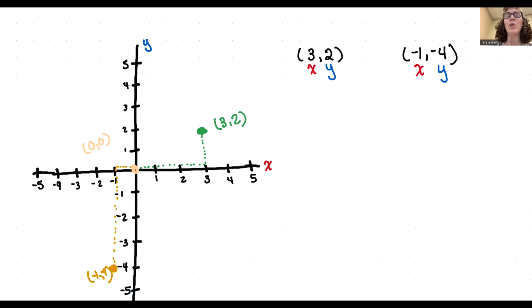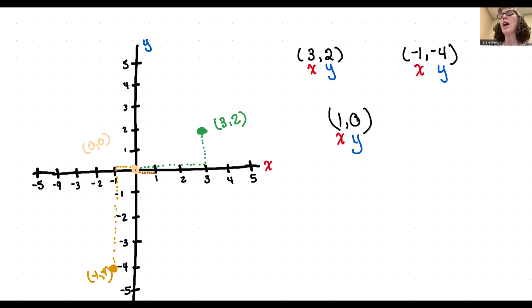Okay, so let's look at another one here. This time, let's look at 1, 0. Okay, and so again, first thing we always do, we label the first number, our X, and our second number, our Y. Okay, so on this one, we're going to start out at 0, 0, just like we did before, and it tells us to go to the X of 1. So we're going to go on the X, which is left or right. We're going positive, so we're going right. We go to the 1.